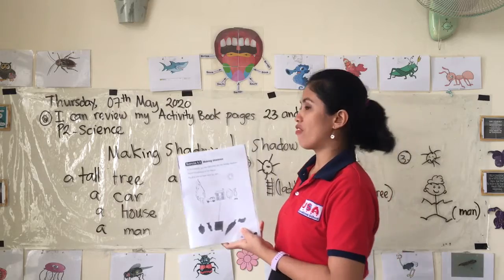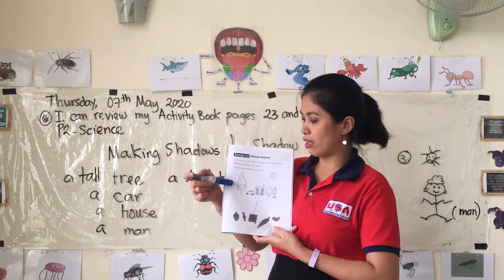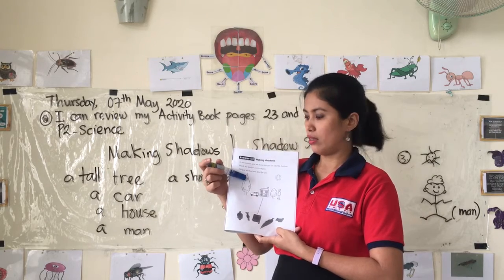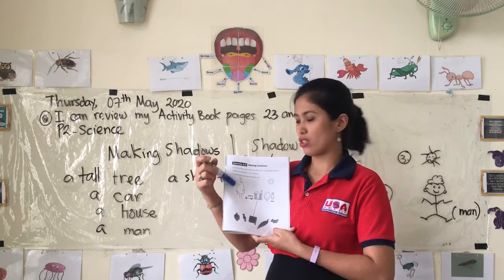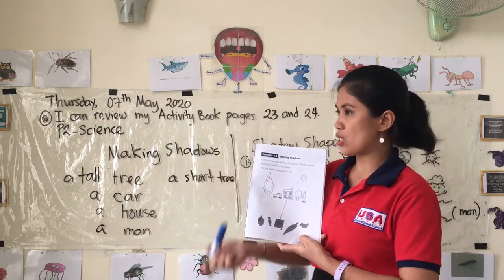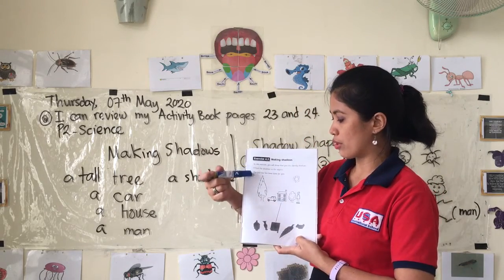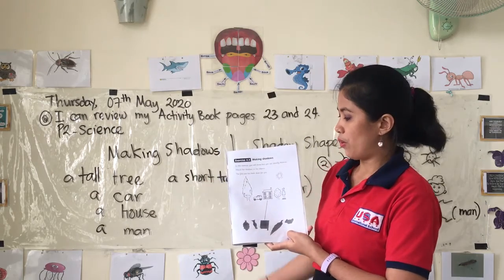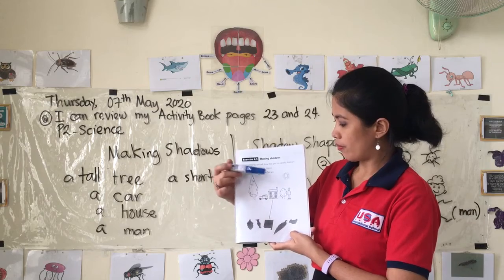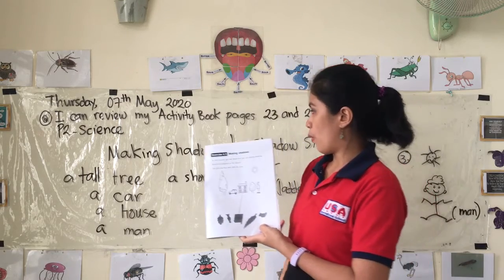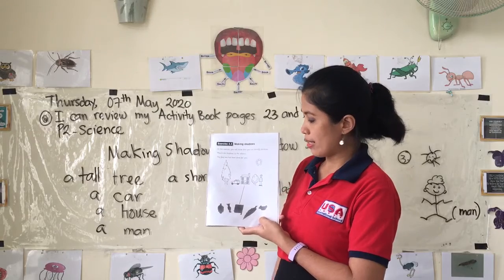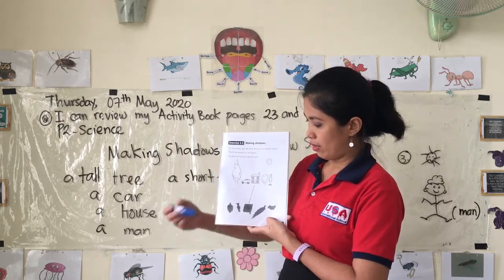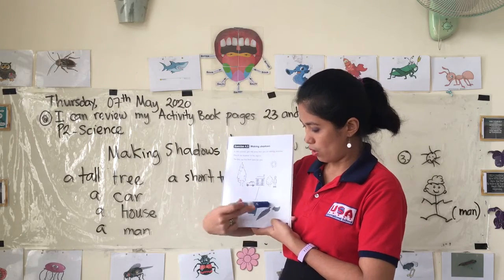Okay, so let's identify first the picture. So this one is a tall tree. This is a type of tree. I don't know its name, but it looks like a pine tree to me. So we just say that this is a tall tree, and this one is a short tree. So this is a car and a house. So again, let's review. So where is the shadow of the tall tree? This one.